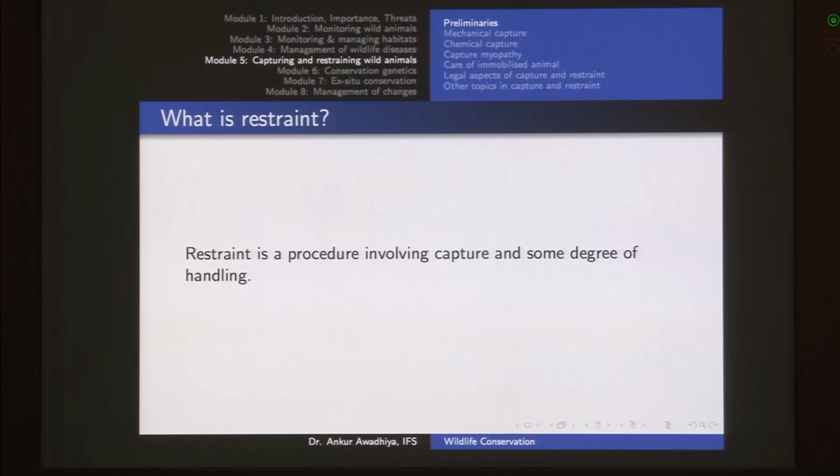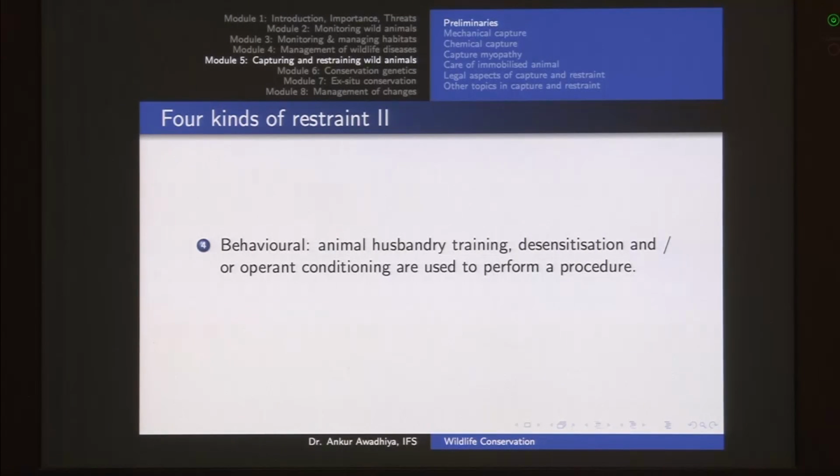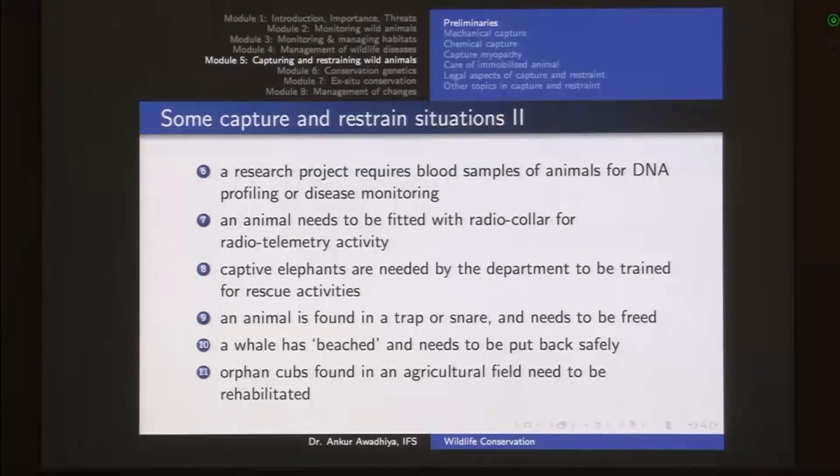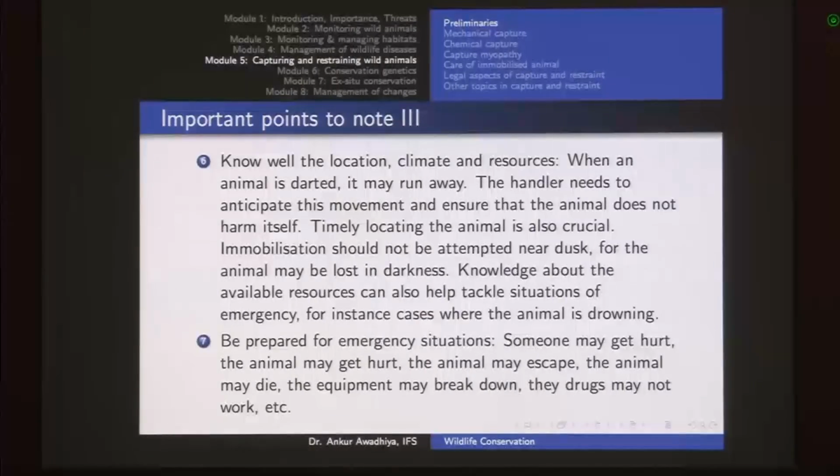Restraint is a procedure that involves capture and some degree of handling, and there are 4 different kinds of restraint. Physical restraint that only uses force, mechanical restraint in which you use some mechanical mechanisms, chemical restraint in which we use drugs, and fourth is the behavioral restraint in which we go for training and desensitization. Now we looked at certain capture and restraint situations where it may be required and important points to note.